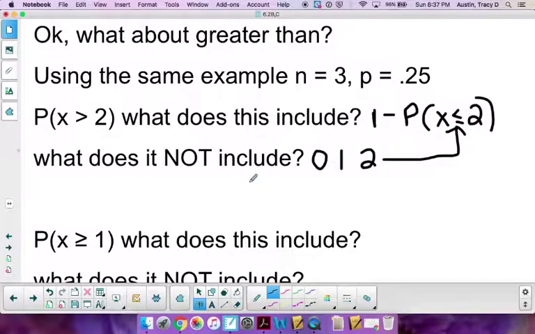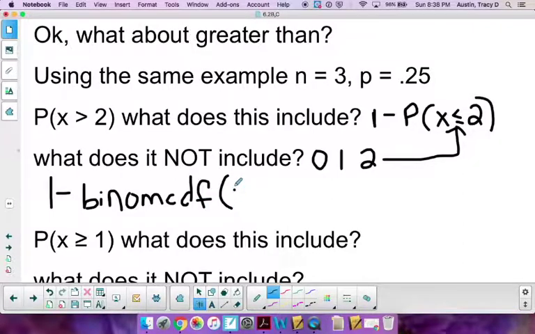So how would you actually put that in the calculator? Well, using the binomial CDF. So 1 minus binom CDF. Since it covers everything up to and including, what number do we need to go up to and including out of our 3 trials and a 25% probability? Well, we need to take off everything up to and including 2, because that would take care of 0, 1, and 2. Subtract it from 1, and we get the only piece that's left, the 3 from our table.